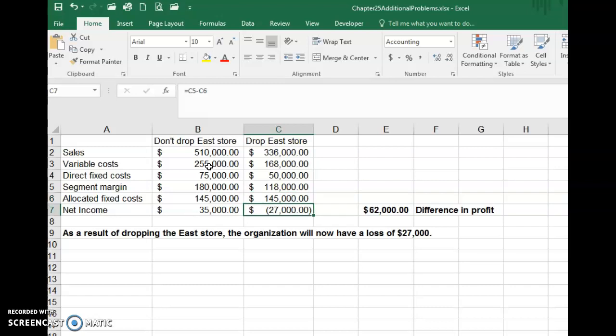So then our net income is $27,000, was 35, is 27. So then basically we should not drop East because we'll have a loss. And basically we also have a difference in profit of $62,000, which is the difference between the 35 if we don't drop East and then the loss of 27 if we do drop East. So you basically have a $62,000 difference in profit. So you definitely don't want to do it.